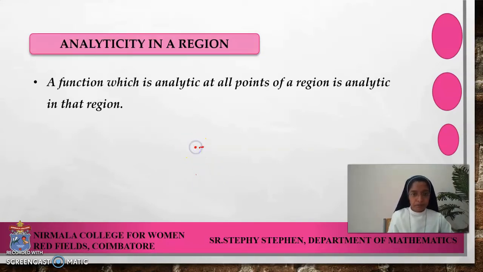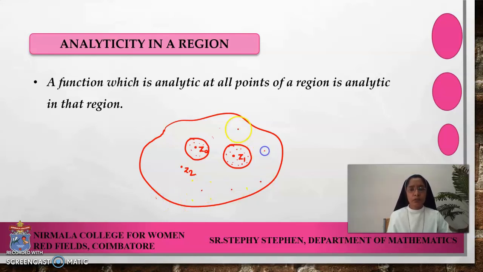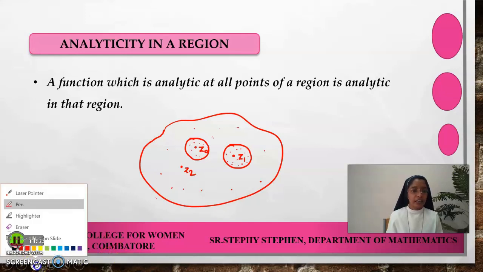Consider the same. I have points z0, z1, z2 in some region. At z0 you have some neighborhood, and there are many points where the function is differentiable. Consider z1, you have a neighborhood with so many points, and at all these points f is differentiable. Similarly, I have so many other points in this region. Now at all these points, if the function is analytic, that means in all those neighborhoods it is differentiable, then we can say that the function is analytic in that region.